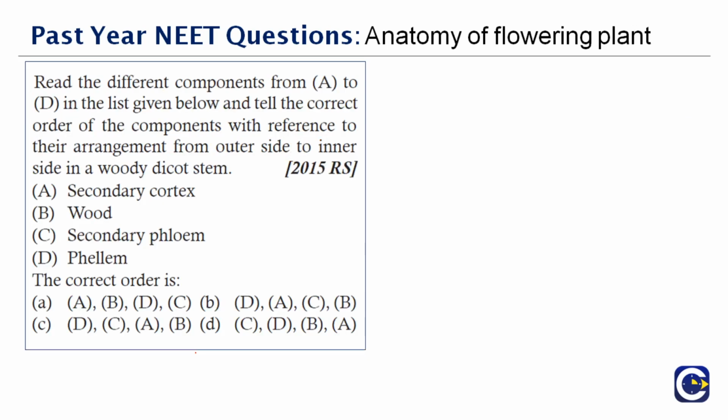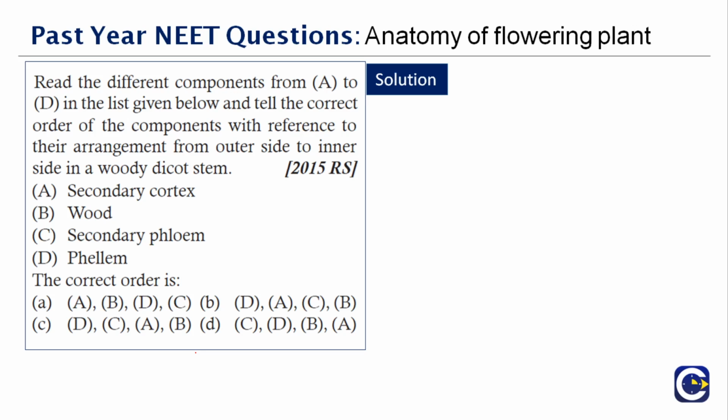Okay, next question here. Read the different components from A to D in the list given below and tell the correct order of components with reference to their arrangement from the outer side to the inner side of the woody dicot stem. So this question was asked in the year 2015. Okay, we'll just read the options here. Secondary cortex, wood, secondary phloem, and phloem. Or you can say hilum. So what was the correct one here?